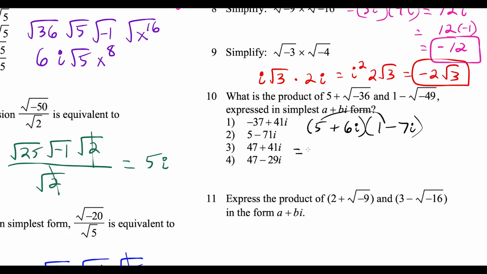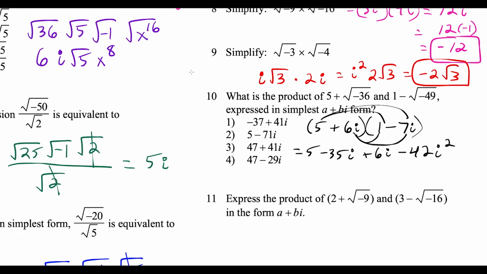We have 5 times 1 is 5. Then we have 5 times negative 7i. We're just going to multiply the numbers. 5 times negative 7 is negative 35, and the i tags along. And then we have 6i times 1 is 6i. And then 6i times negative 7i is negative 42i squared.